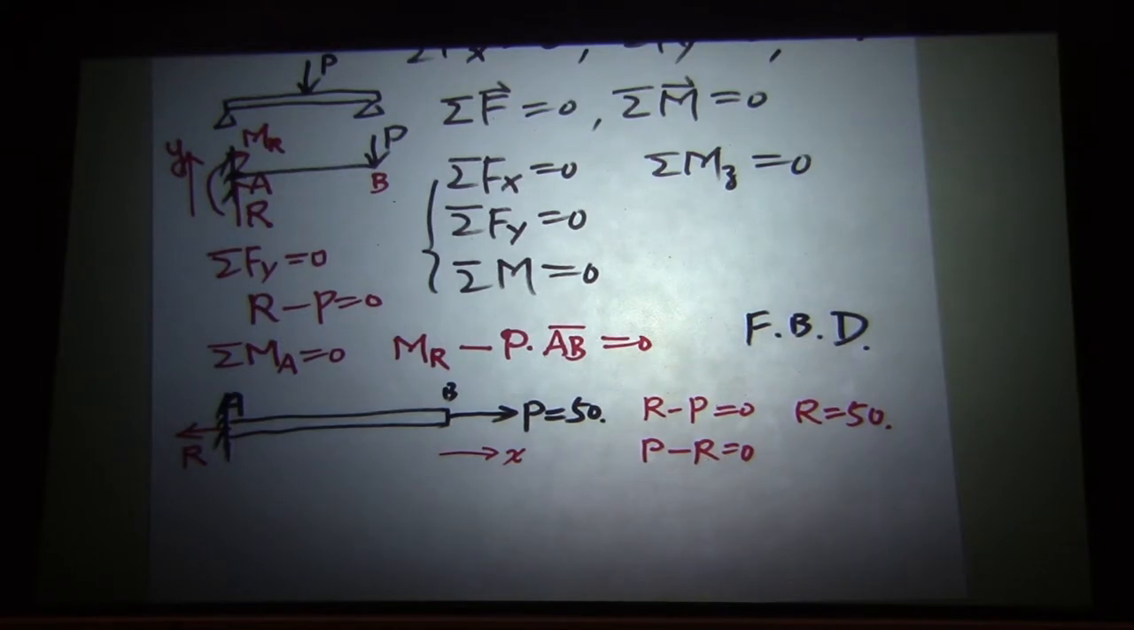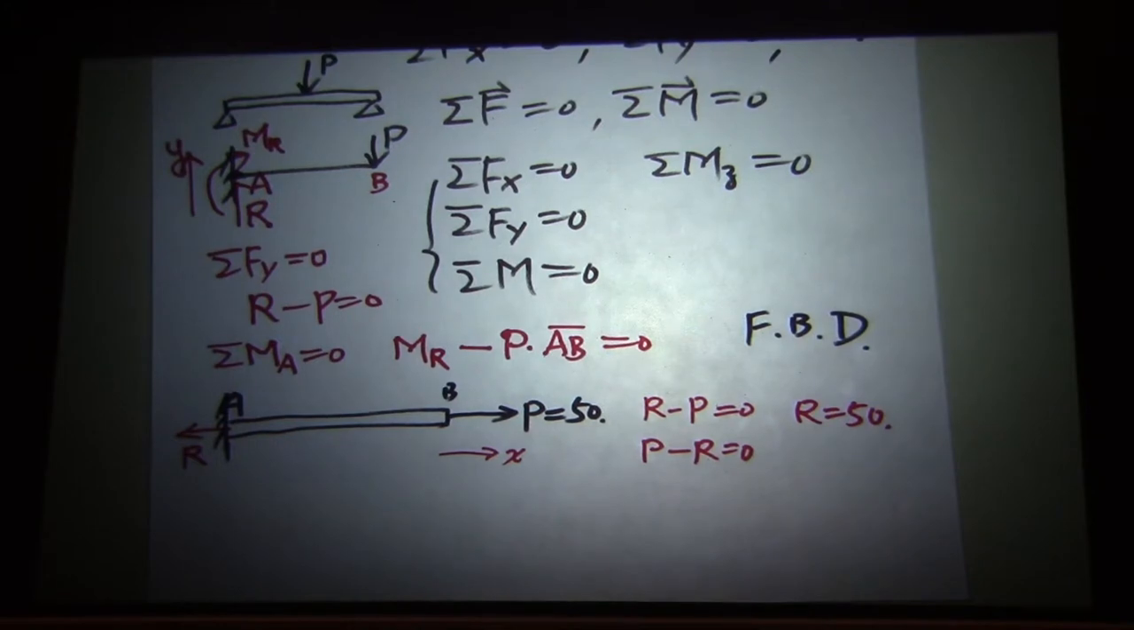Should R be negative 50 or positive 50? Based on my label here, I assumed R this way and wrote the equation. I found R equals positive 50, so it's not negative. That means what I assumed was correct. Somehow I got the correct guess, so it is this way.